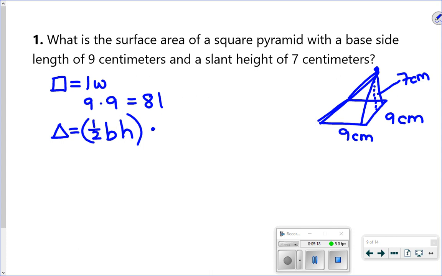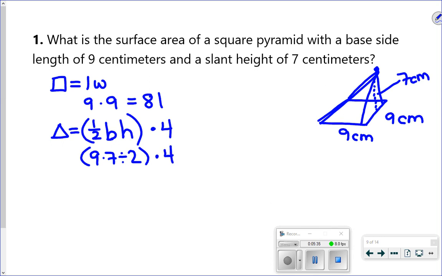And then I have 4 triangles, so I need to take that times 4. All right, so my base and my height look like they are 9 and 7. So I'm going to do 9 times 7 divided by 2. That's for the 1/2. Dividing by 2 is the same as multiplying by 1/2, and then times 4.